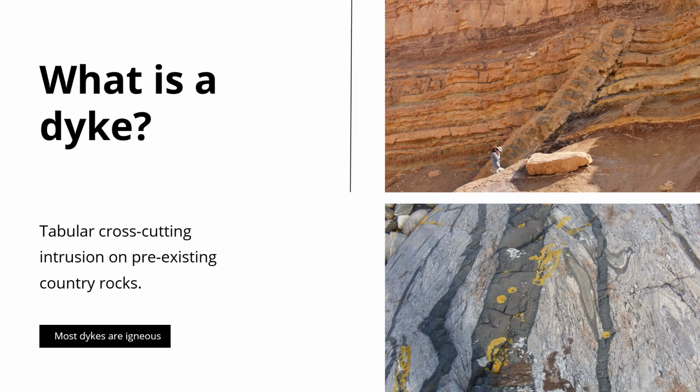Most dikes are igneous intrusions formed from magma filling pre-existing fractures in host rocks. However, some dikes are formed through sedimentary processes, creating clastic dikes, which are more rare.